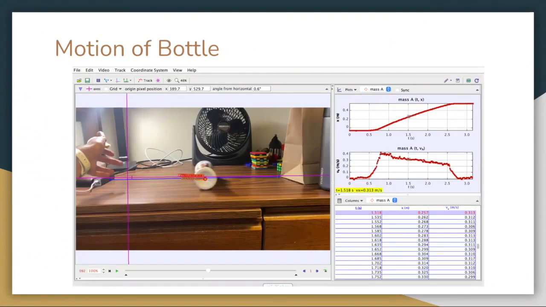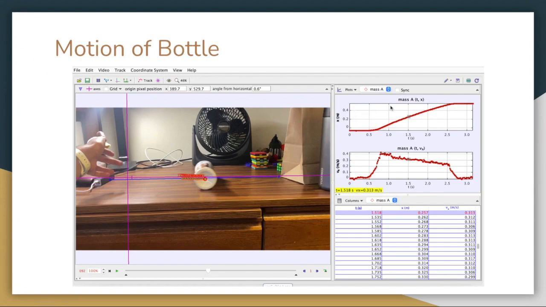Taking this video of our bottle moving, I uploaded it into Tracker and then generated a position versus time graph in the X direction. I first calibrated the video by setting this distance to how much it was in real life, and then I set my axis to the starting point and started tracking the center of the bottle from there until it stops moving.